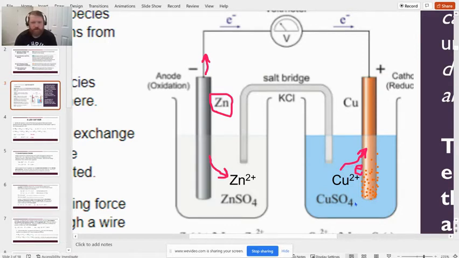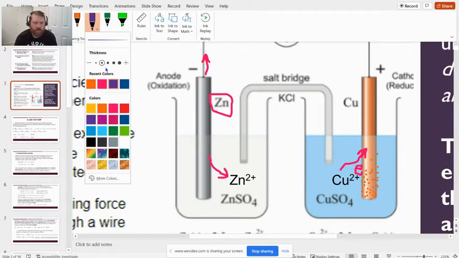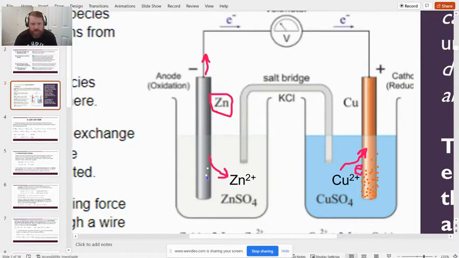That's probably enough. On the other side, let's go with a different color. We'll go with white. On the other side, zinc atoms are disappearing and becoming zinc ions. I'm leaving little holes, which is a little bit of a misnomer, but I'm just trying to show that some of them are missing. Zinc atoms are leaving the metal and becoming zinc ions. Okay, that's pretty good. I like this drawing here. So the zinc atoms are becoming zinc ions.